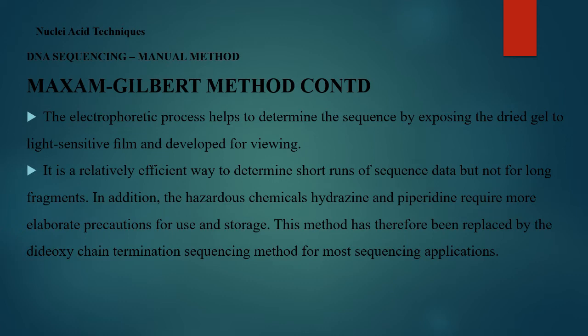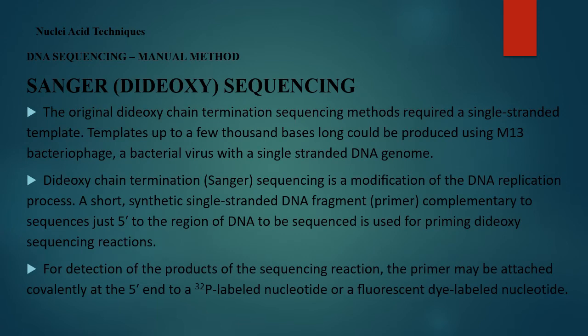Now, in addition to, we also use hydrazine. The hazardous chemicals hydrazine and piperidine require more elaborate precautions for use and storage. So if you are using this method, then be ready that you are exposed to hydrazine and piperidine, and these can have an effect on you. So this method has been replaced by the di-deoxy chain termination sequencing method. And that is a better way of going about this procedure. So now we come to di-deoxy sequencing, or the Sanger method. The Sanger method.